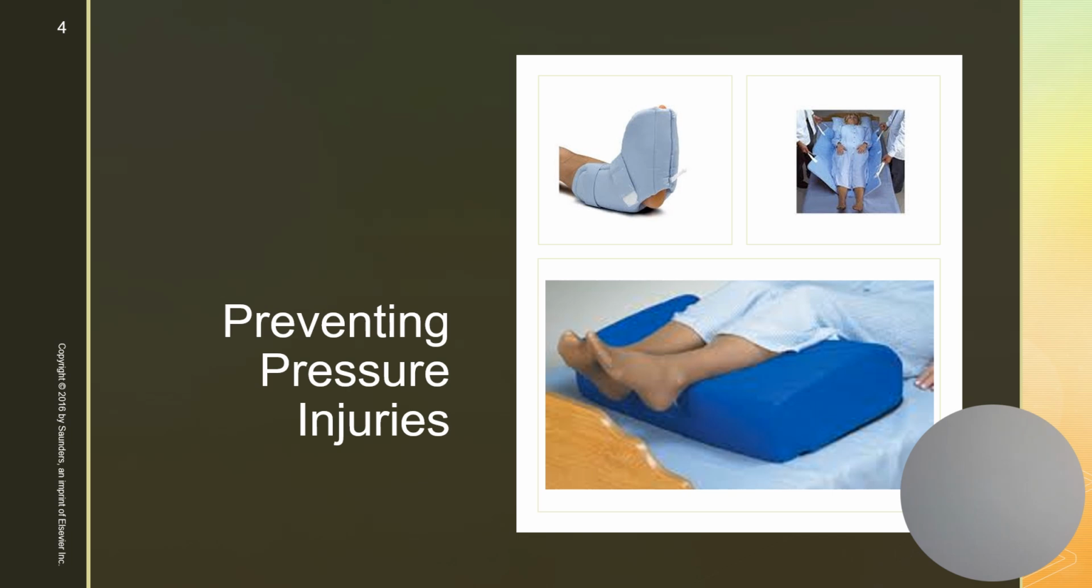We can apply special surfaces to the bed or to the chair to reduce pressure, such as an egg crate foam. The minimum thickness needs to be 2 inches. Static air mattresses, alternating air mattresses, gel pads, the fluidized air mattresses or water mattresses can all help reduce pressure.